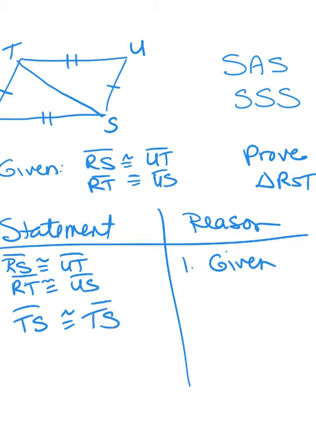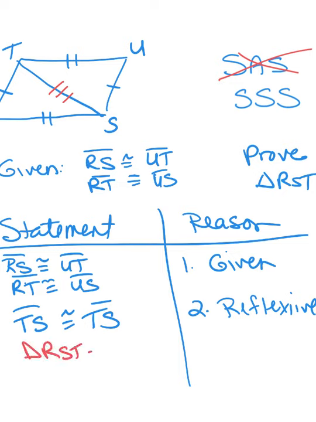Everything's congruent to itself. It's the same side, a shared side. And what's the reason for it? Reflexive. Very good. Now I'm going to mark that. That's something I marked myself, right? Do we have enough to say that they're congruent now? It's the side, so not this one, it's this one. So triangle RST is congruent to triangle UTS, and the reason is SSS, and we are finished.